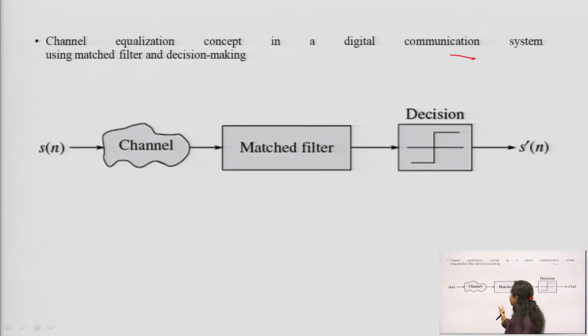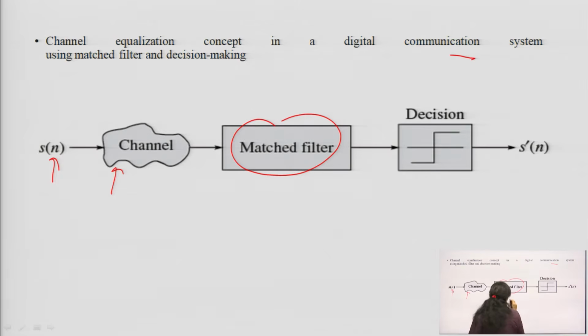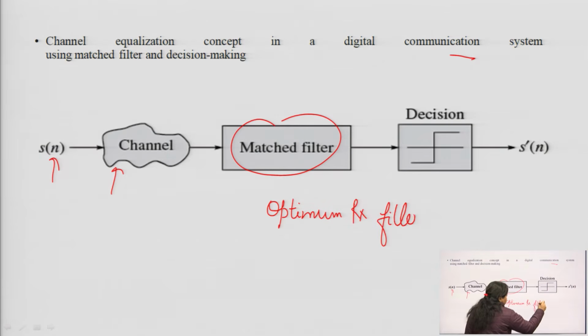Now, this is a very simple diagram of how equalization will be made. Equalization is used to equalize the pulse shape. At the receiver side, this is the received signal, which is passed through a channel, then a matched filter. There is a matched filter, and another is the optimum receiver filter. This filter is used at either this or this.